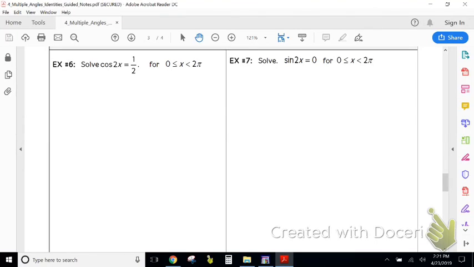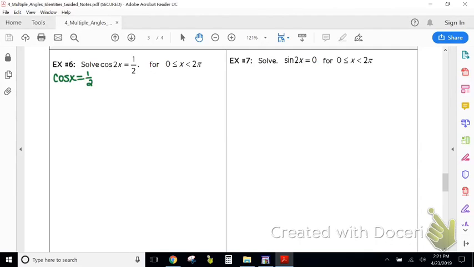Alright, so for example 6, we're going to solve that cosine of 2x is equal to 1/2 for all x between 0 and 2 pi. So let's think about this first as if I was just looking for cosine of x, because that's what we've done before. So if I wanted to know where cosine of x was equal to 1/2 between 0 and 2 pi, remember we had defined our angle there, so we wanted to solve for x in this case.